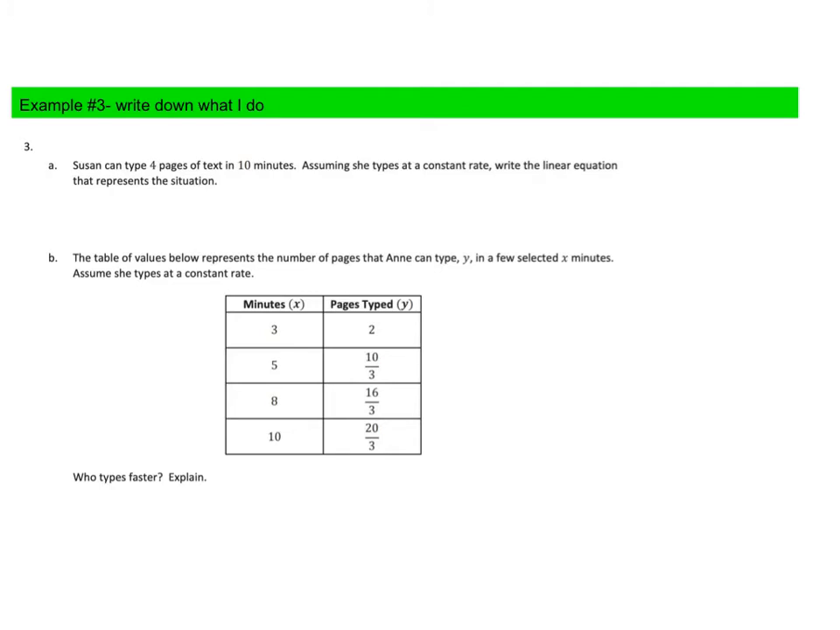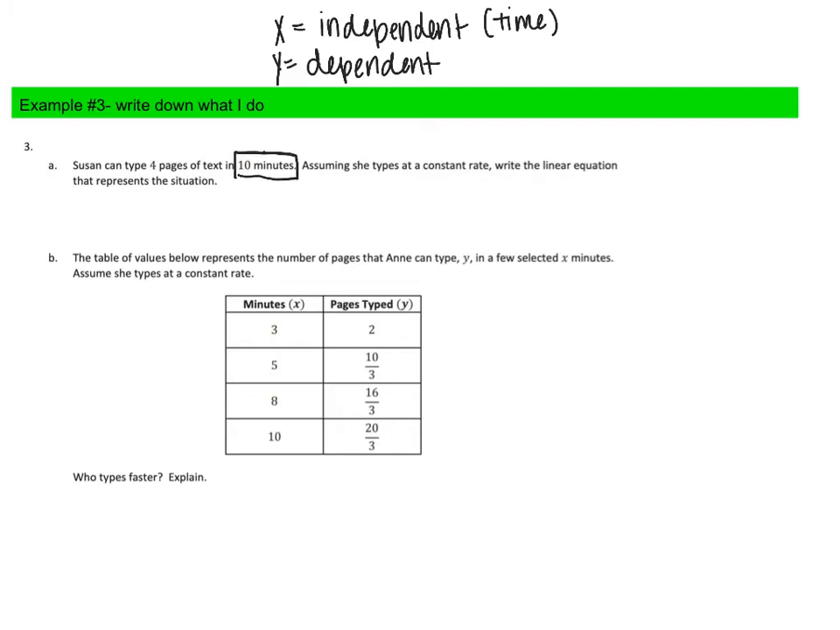Well, first we need to identify what's our x, what's our y. So remember, x is our independent variable. Y is our dependent variable. And if we're ever dealing with time, time is always independent of anything else, so that kind of helps us figure these things out. So I am dealing with time here, so I know that 10 minutes is my x, okay? So that means that 4 pages is my y.